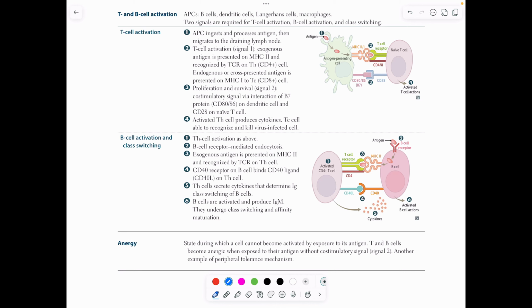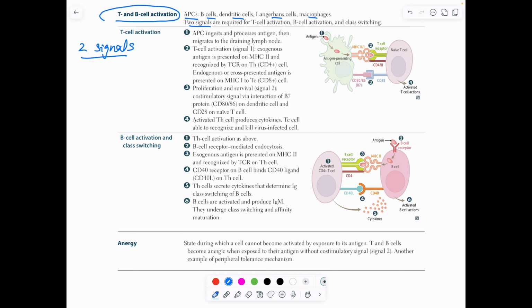We're going to talk about T cell and B cell activation. For activation of any of these cells, they need two signals to activate themselves. Already they mentioned the antigen presenting cells: the B cell, dendritic cell, Langerhans cell, macrophages.